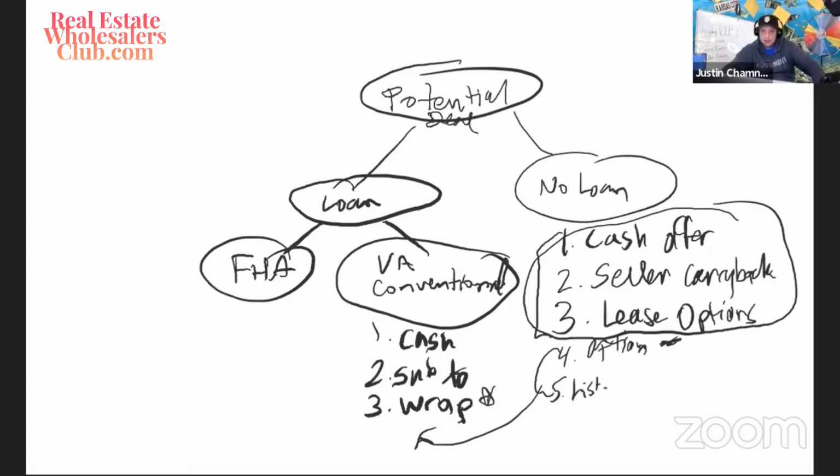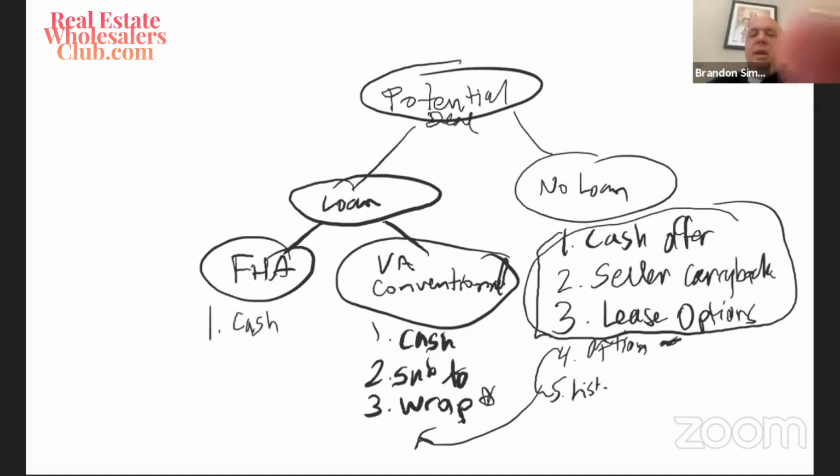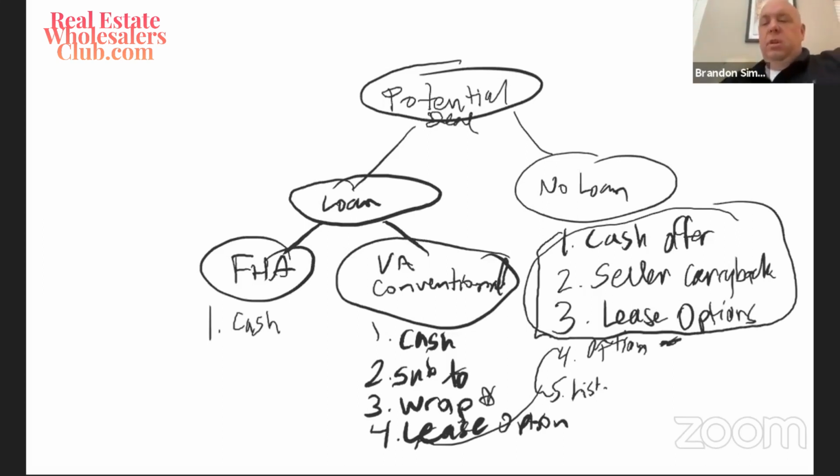Yeah. So now on an FHA, it's very similar, right? If you see the trend here, we're always going to go for the cash offer first. Okay. Now, I forgot to put the lease option here. Sorry, lease option, and then the option. The lease option, then the lease, then the option, and then the list it.